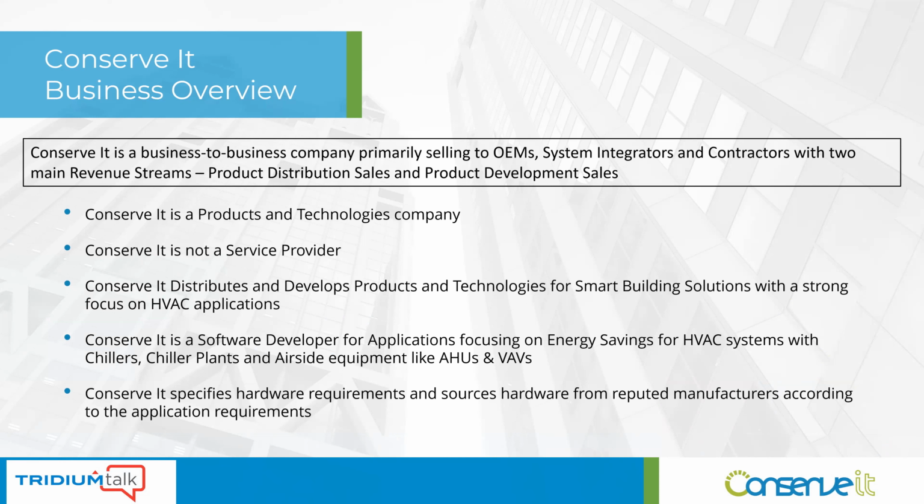So as I was saying before, we are a products and a technologies business. We are not a service company, so we do not do projects, but we sell to system integrators, OEMs, and contractors. And we mainly either distribute controls and automation systems, Niagara and Tridium being at the front of everything we do. And we also develop a lot of applications and technologies for the smart buildings. We do have a lot of experience in HVAC and energy optimization, as well as equipment control. And we also work with a lot of different hardware, and then we use Niagara and other software applications to go to market with our solutions.